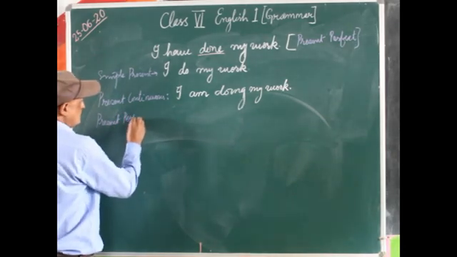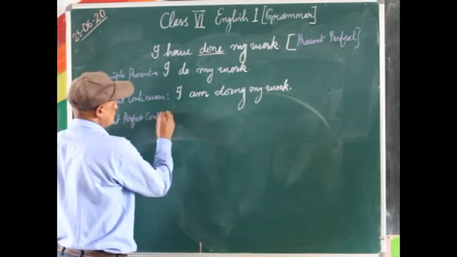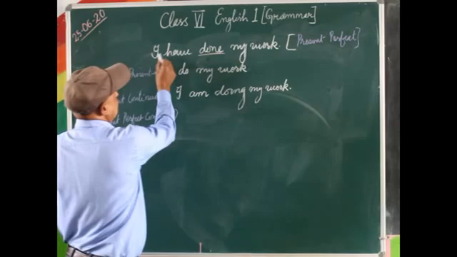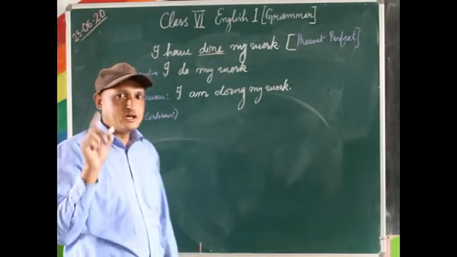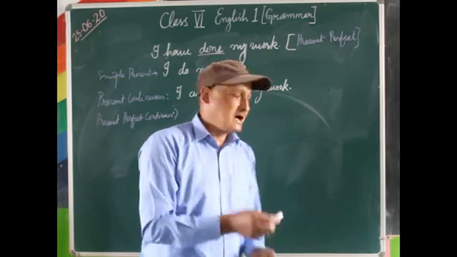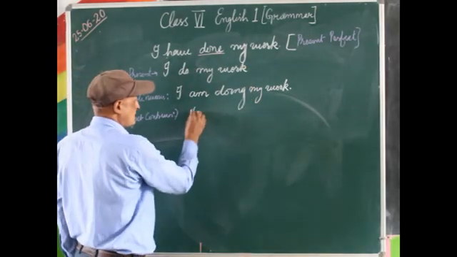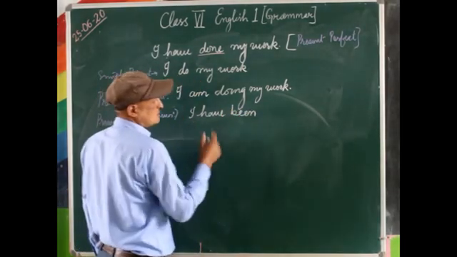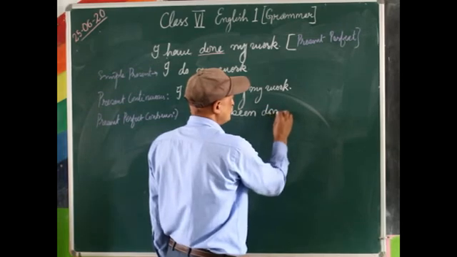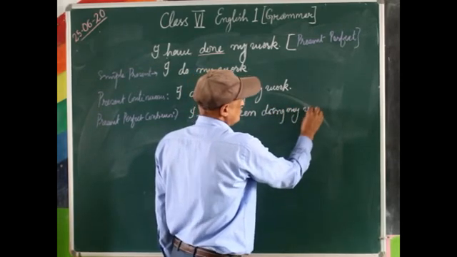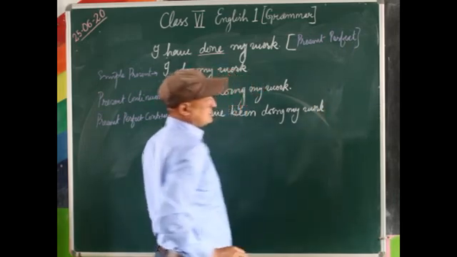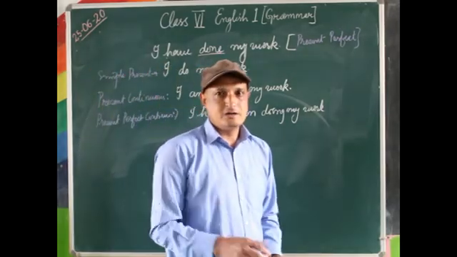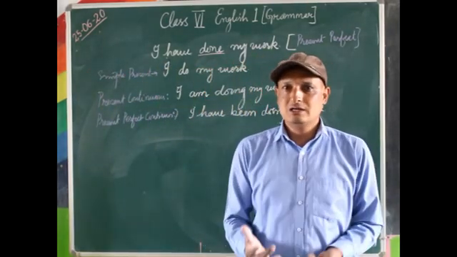Present perfect continuous. What happens in the present perfect continuous? The helping verb remains the same, only we add been and ing. So we have the sentence, I have been, this is the format, what? Ing, continuous, doing my work. Understood?